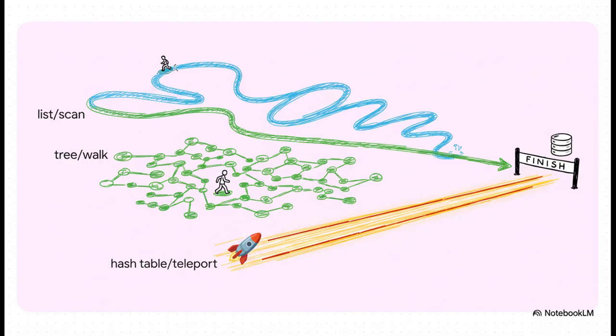So let's bring it all the way back around and lock in this new mental model. The next time you're deciding what data structure to use in your code, remember this. A list makes you scan. A tree makes you walk. But a hash table lets you teleport.